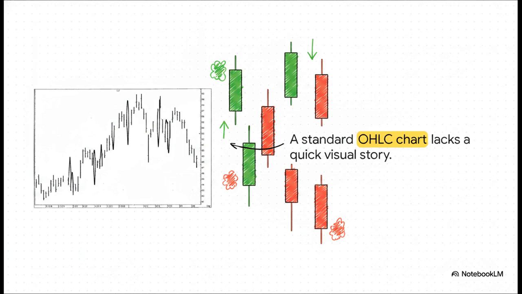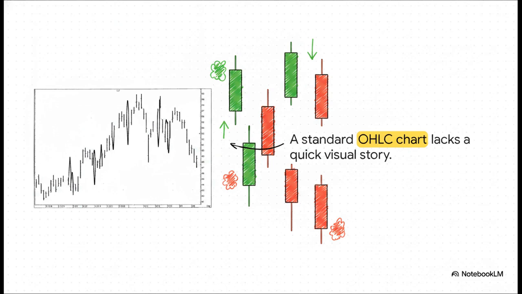To really appreciate how beautifully candlesticks capture this, just look at the alternative, a traditional Western OHLC chart. That stands for open, high, low, close. It uses the exact same data as a candlestick chart, but it just shows this thin vertical stick with little horizontal ticks for the open and close. It's incredibly messy, right? It totally lacks a quick visual story.